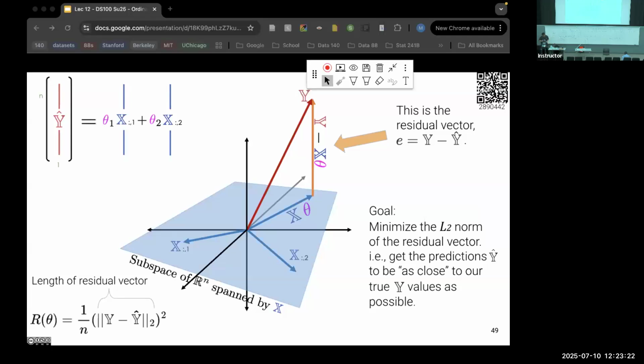Good. And recall, what do we want to do with ordinary least squares? We wanted to find the y vector, or the y hat, such that its distance to y is minimized. And this y hat has to stay in this plane.